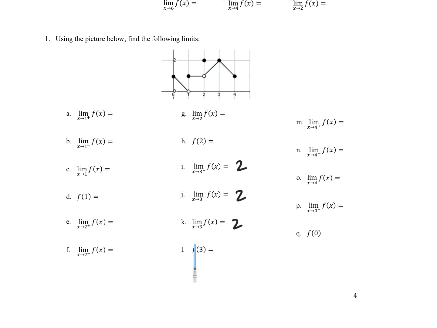You guys, what is f of 3 asking? F of 3 is asking for a point. When x is 3, what's my y? 2. Boom.